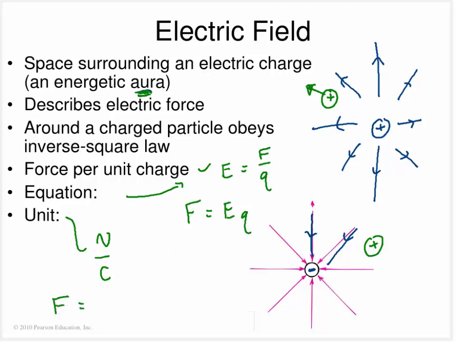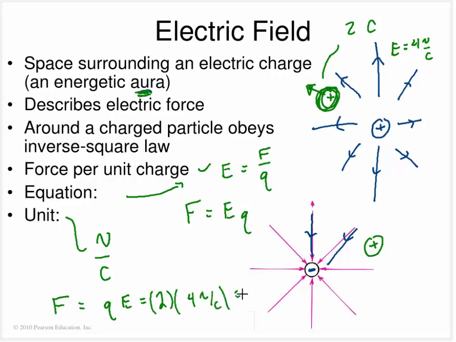Suppose I had a charged particle, and for the sake of argument, we're going to have a 2 Coulomb charged particle. That's lots and lots and lots of charge, by the way. And it was inside of some electrical field that was equal to, say, 4 newtons per Coulomb. How much force would this charged particle feel? Well, the force is going to be equal to the charge times the electric field. And so that's going to be my 2 Coulomb charge multiplied by my electric field, 4 newtons per Coulomb. And I would have a force of 8 newtons.